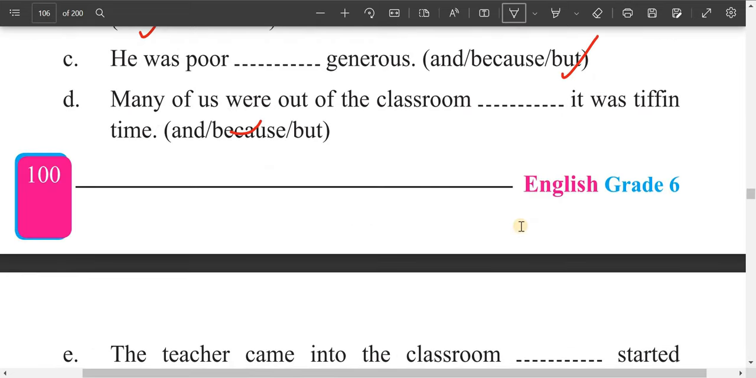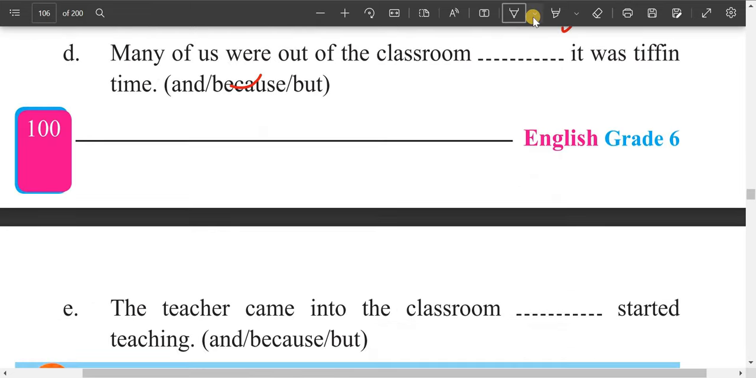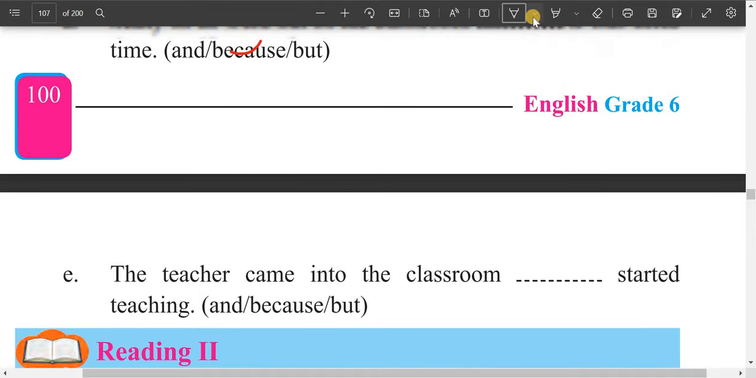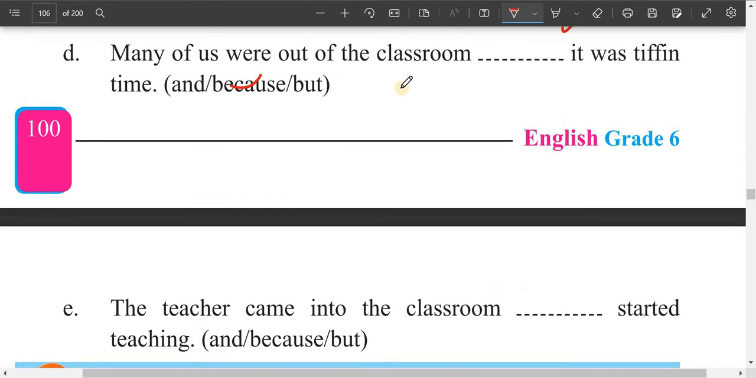Now, okay, because it was in time. Okay, next one. The teacher came into the classroom and started teaching.